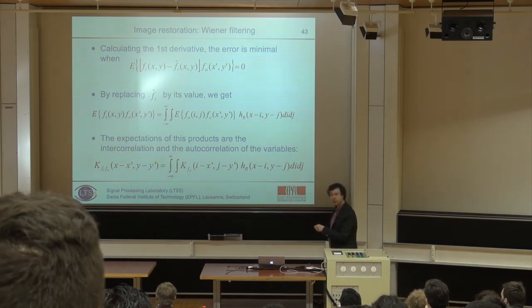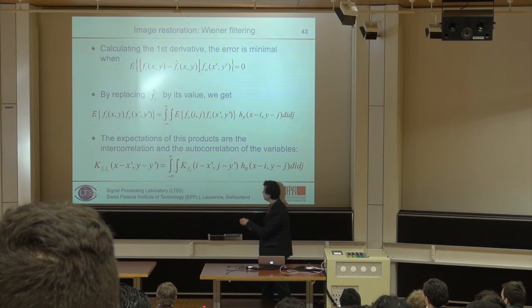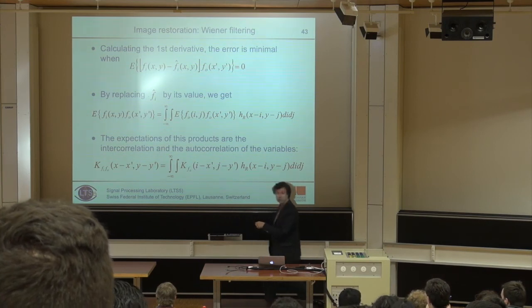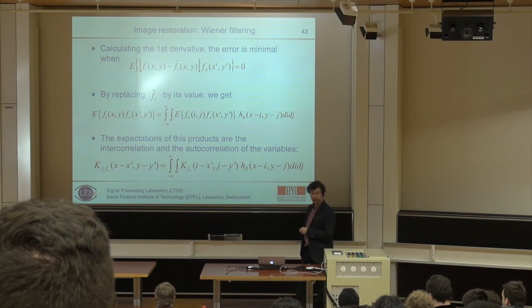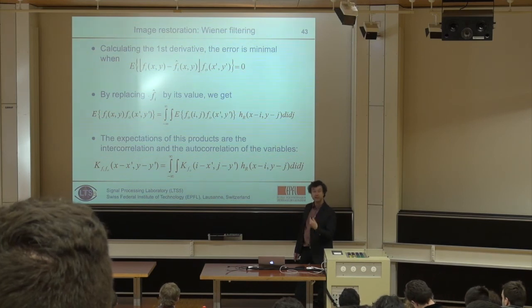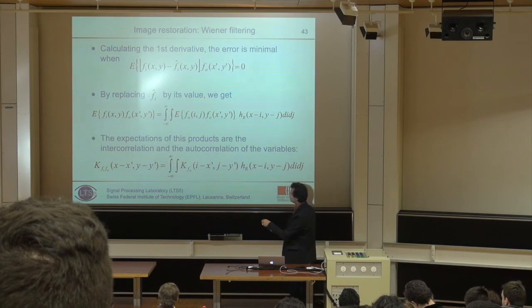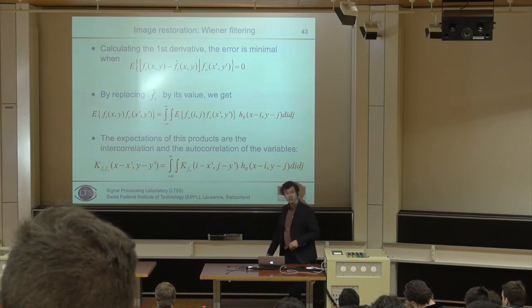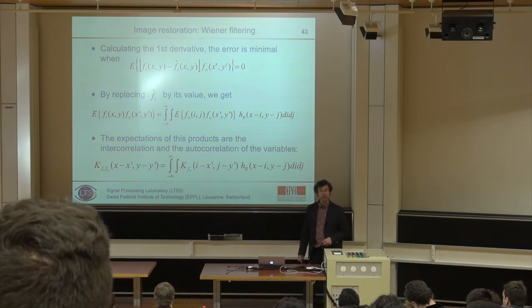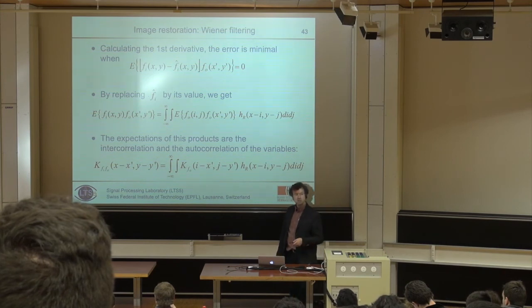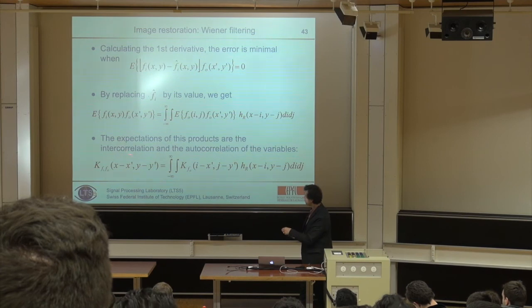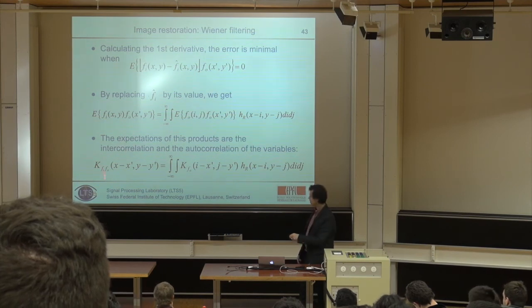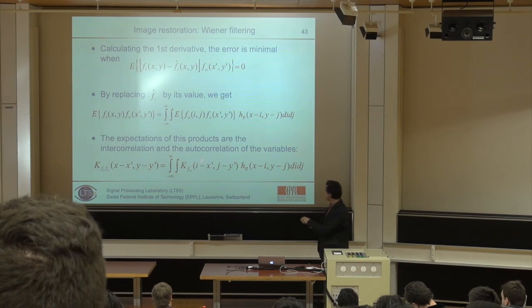But if you remember your courses of statistical signal processing, this is the intercorrelation, and this is the autocorrelation of 2 random signals. Expectation of a signal by itself is the autocorrelation of a signal. Expectation of a signal by another signal is the intercorrelation of 2 signals. You have to go back to your statistical signal processing courses, or you have to trust me. Intercorrelation and autocorrelation here. And this is a convolution.